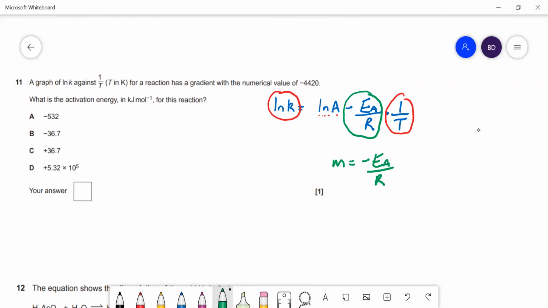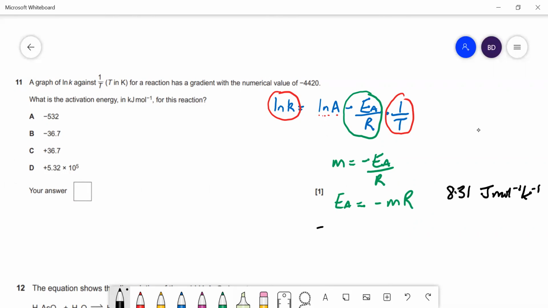R is the gas constant. Right, so let's rearrange that to get EA. EA is equal to minus M times R. Now we have to be really careful here because R is measured in units of 8.31 joules per mole per Kelvin. It's not kilojoules, so that means our answer for EA is going to be in joules.